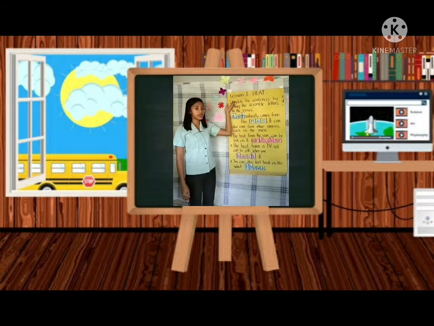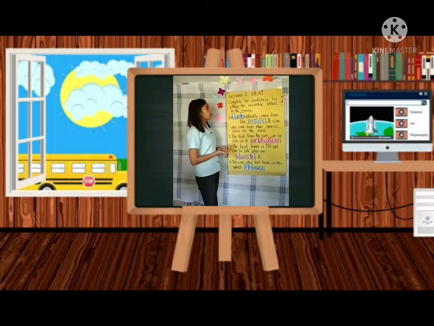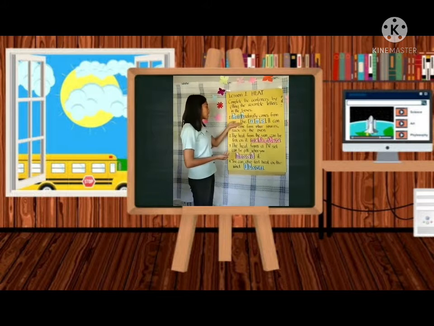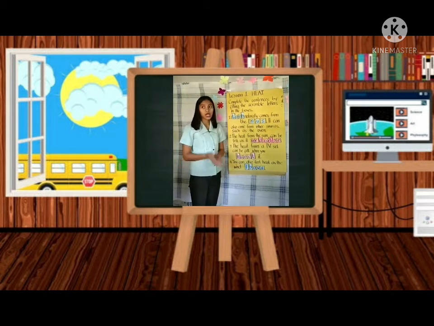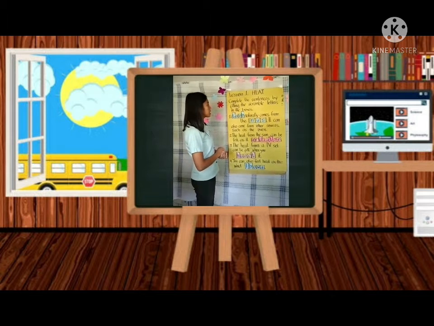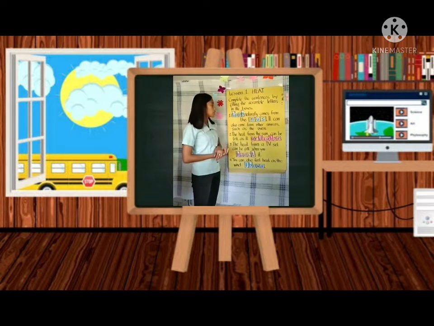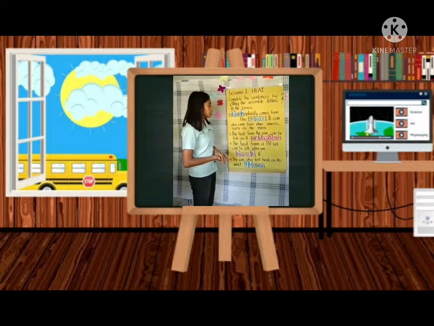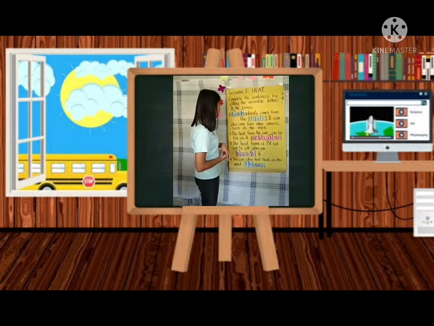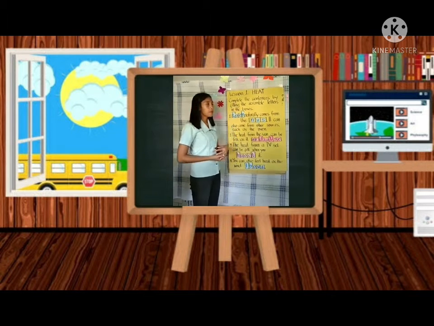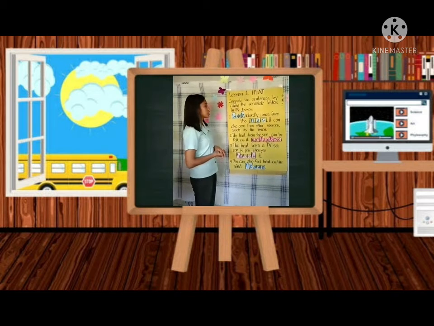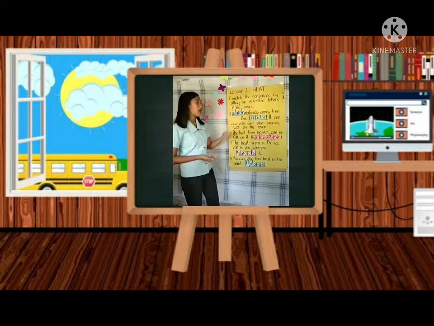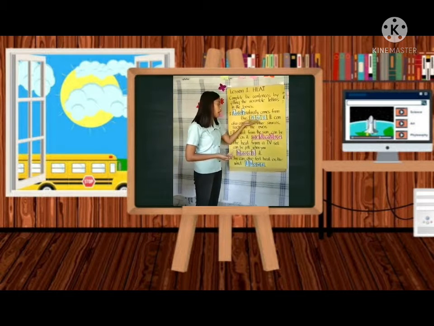So, lesson 1, the heat. Today you are going to complete the sentence by filling the scrambled letters in the boxes. I have here the scrambled letters in the boxes. Number 1, blank naturally comes from the sun. It can also come from other sources such as the oven. Since our topic is all about heat, for sure, you can answer this question. Blank naturally comes from the blank.